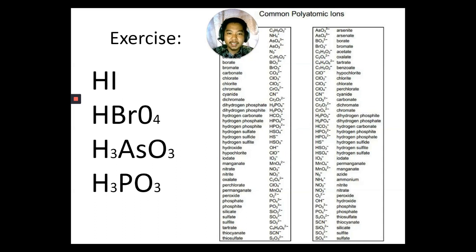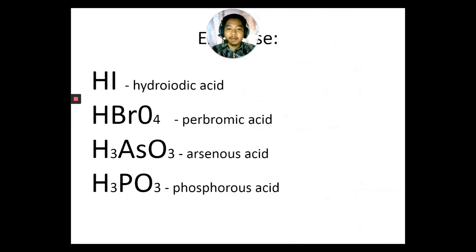Now, so let's have an exercise. Sorry lang. Baduy na to. Ulit-ulit na. So, try answering this one. And then please pause the video. Alright, hopefully you've paused the video and answered it. Because the answers are this one. Now, we have the hydroiodic acid, perbromic acid, arsenous acid, and phosphorous acid.